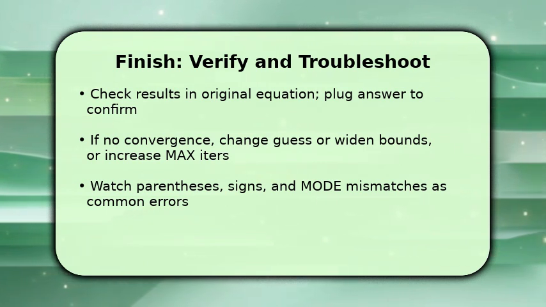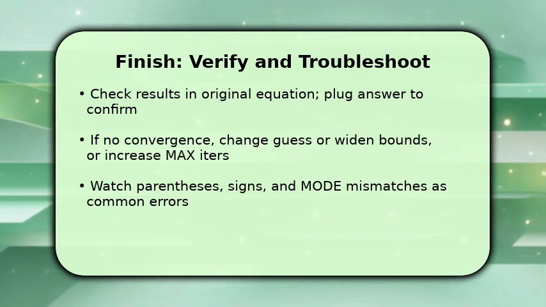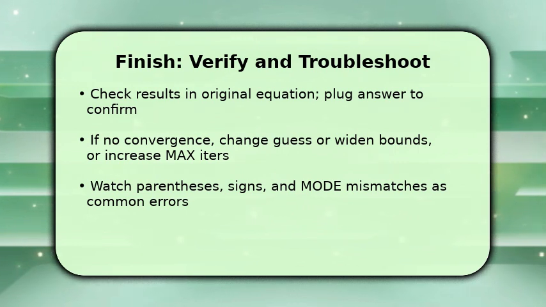Also check for common mistakes: mismatched parentheses, wrong signs, or incorrect mode settings like degrees versus radians. If results still look wrong, simplify algebraically and re-enter the simplified form. That often exposes input errors and resolves the issue.